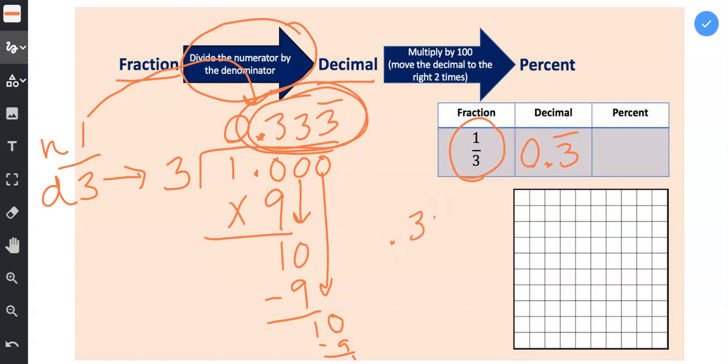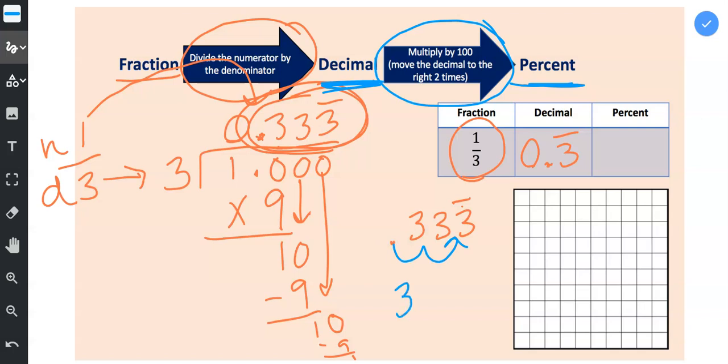Next, I'm going to change 0.3 repeating to a percent. So I need at least 3 numbers, so I wrote 3 3s. And then I'm going to focus on changing the decimal to a percent. To change a decimal to a percent, you're going to move the decimal to the right 2 times. So you move it twice to the right, and you get 33.3%. And you need a line over this 3 because that actually still goes on forever.